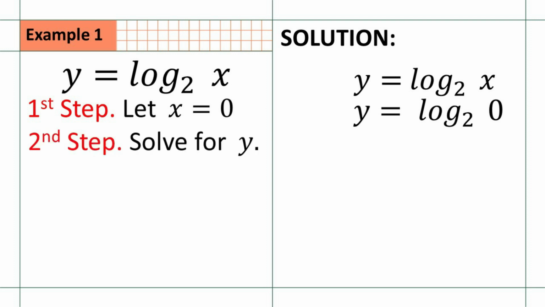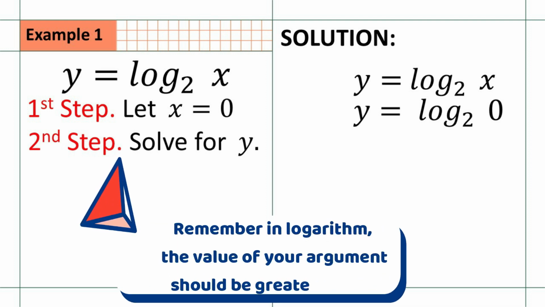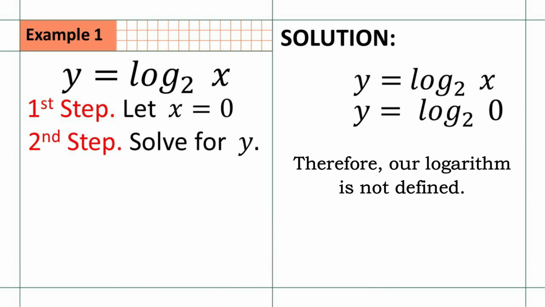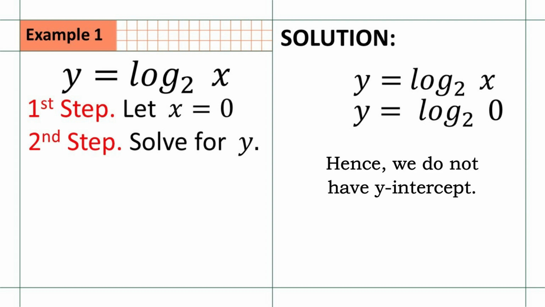Remember in logarithm, the value of your argument should be greater than 0. But this is equal to 0. Therefore, our logarithm is not defined. Hence, we do not have y-intercept. This means that our graph will not cross the y-axis. Let's take a look at the next example.